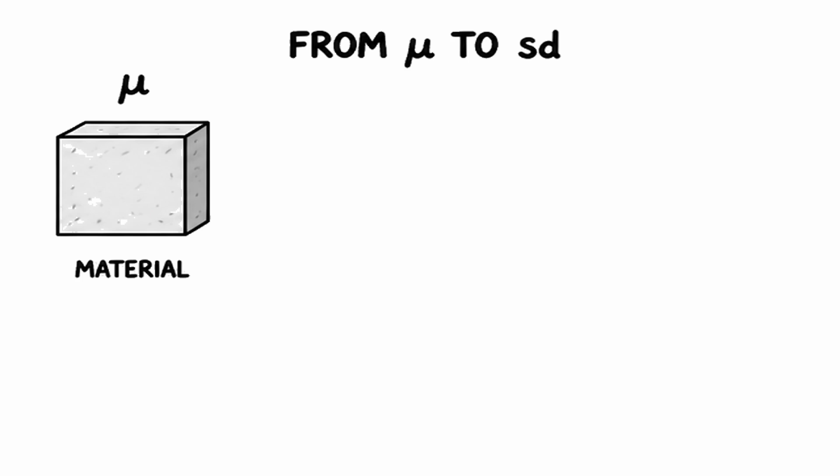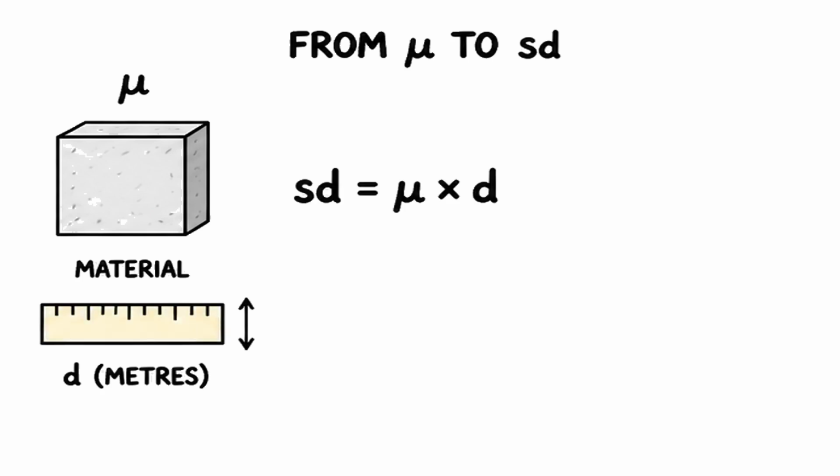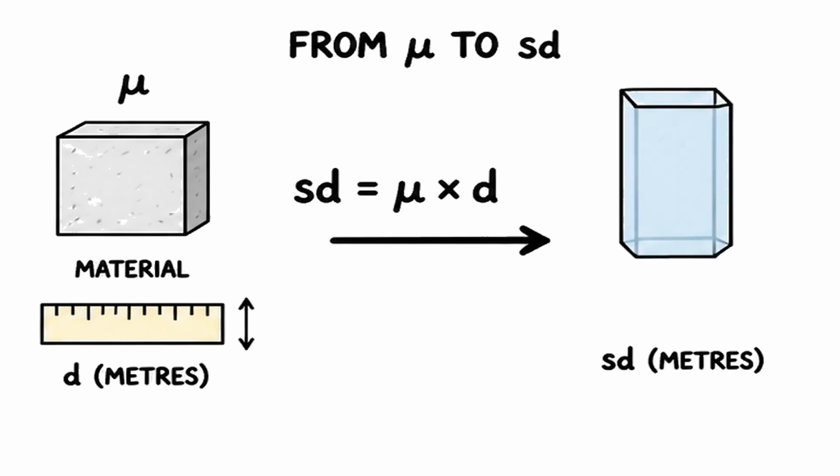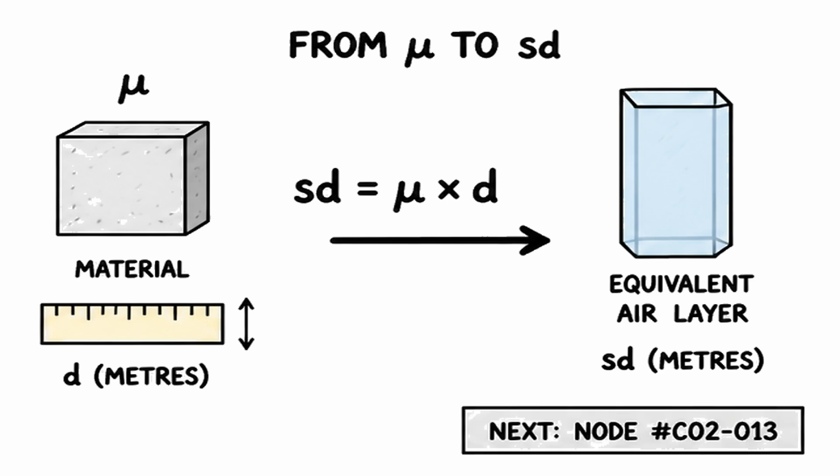To describe a real installed layer, mu must be combined with thickness. Multiply mu by d, the material thickness in meters. The result is SD, the equivalent air layer thickness in meters. This is covered in the next note.